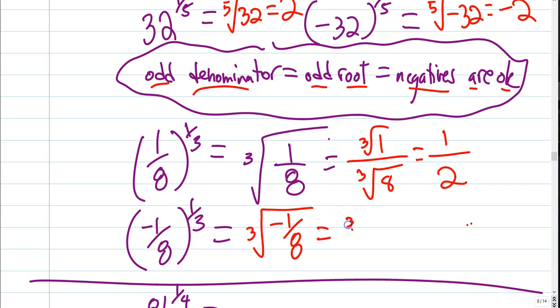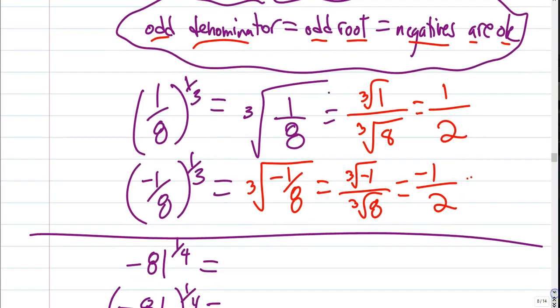The third root of negative 1 over the third root of 8. The third root of negative 1 is okay. That's just negative 1. And the third root of 8 is 2. So both of these will have real solutions. When won't it? On an even root.